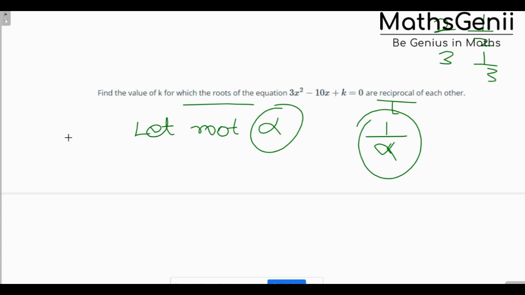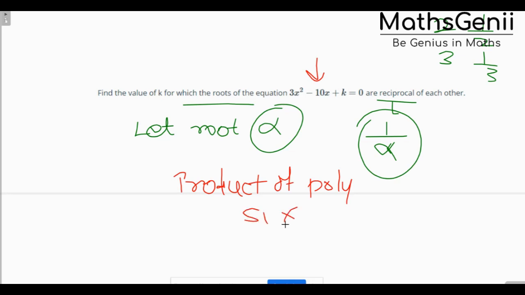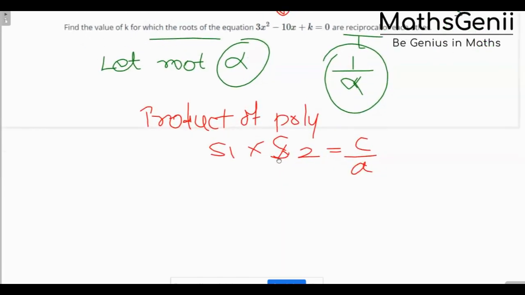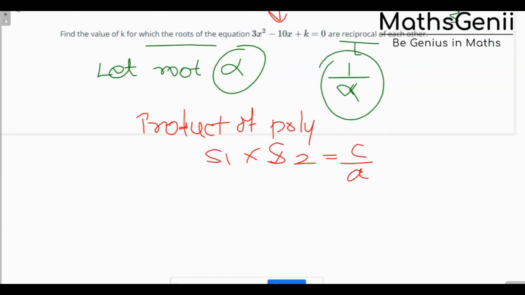So there is a formula. Actually, there are two. I'm going to use the formula of the product of roots of a polynomial, which is root 1 into root 2. Root 1 into root 2 is equal to c upon a. This is one of the formulas. Now from where do I get c? From where do I get a? From the question. Let me copy the question. This is the question.